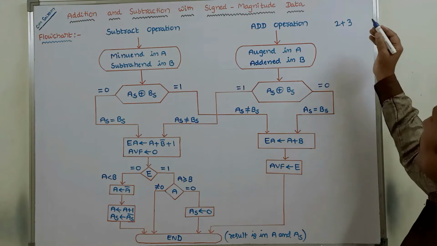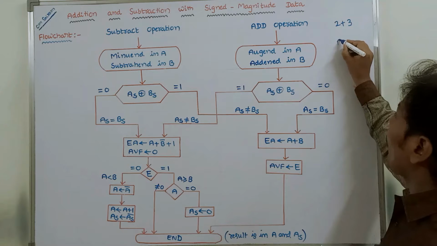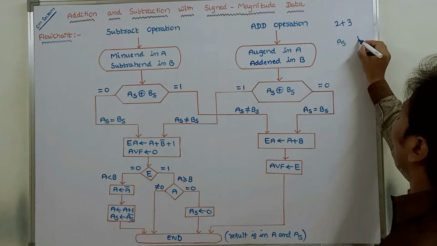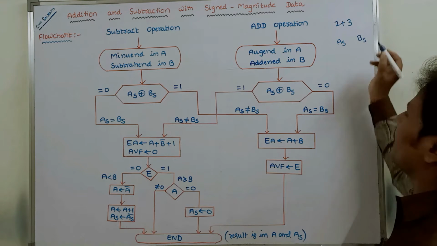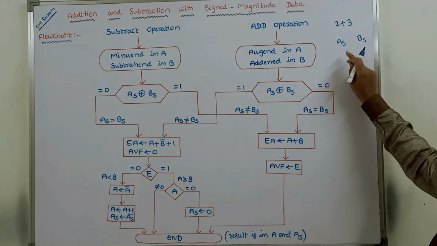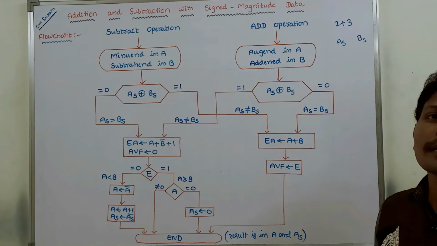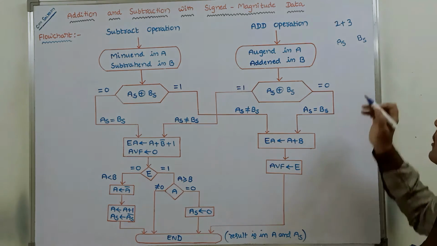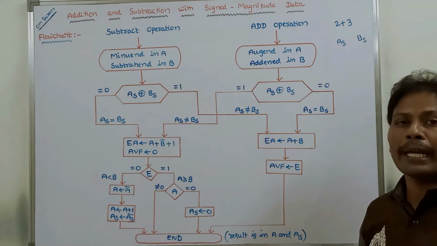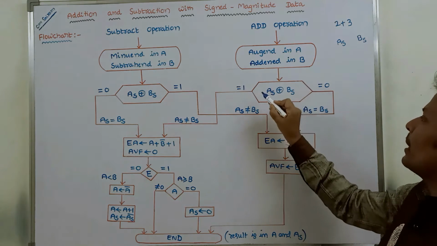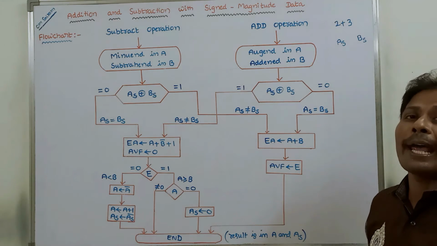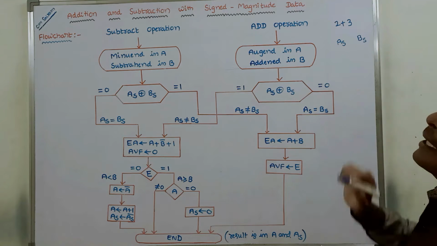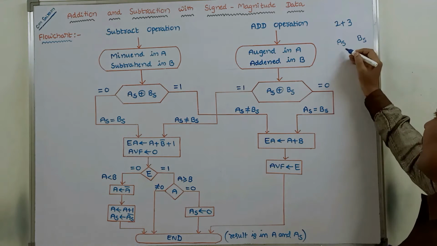Next, the sign bit of A is denoted by AS and the sign bit of B is denoted by BS. First, we have to compare the sign bit of A and the sign bit of B. For that purpose, we use a comparator. In that comparator, we use the exclusive OR gate.